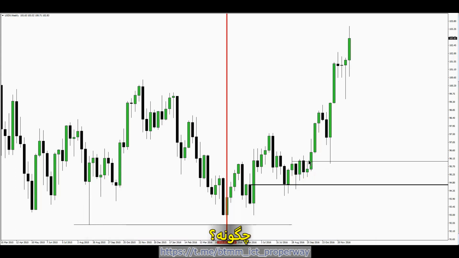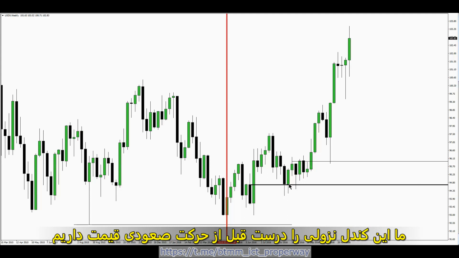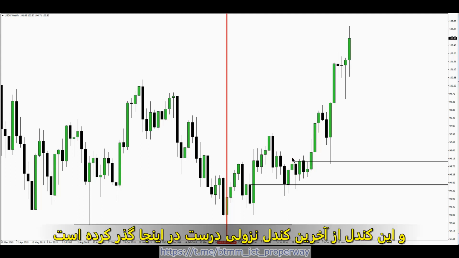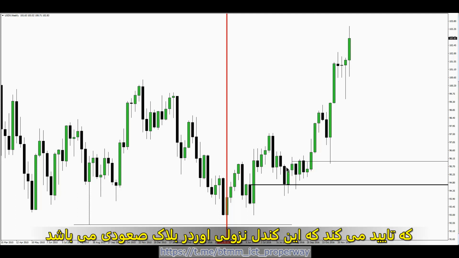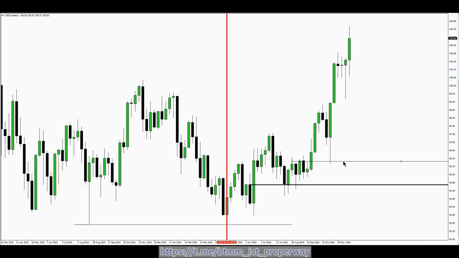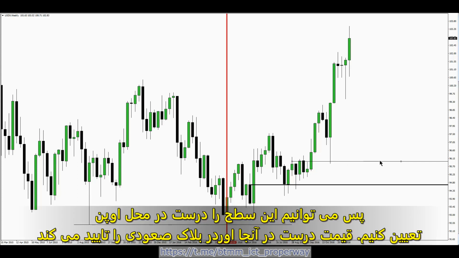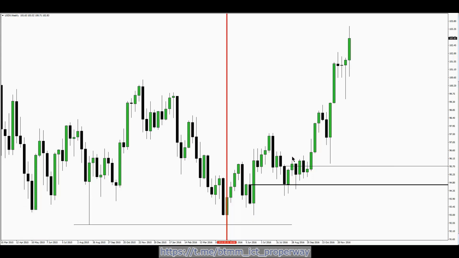Well, how are we going to refine it? Well, we have this down candle right before the price moves higher. This candle trading through the last down candle right here validates this down candle as a bullish order block. So we can borrow this level for a moment. Put it right on the opening. Okay, price validates the bullish order block right there.